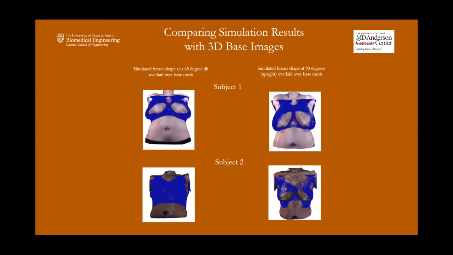So the blue surface here represents the simulated results using our biomechanical model. As you can see, our model predicts to a large extent the breast shape at different positions, with maximum differences, especially for big breasts near the lateral and near the medial side, of about 5 to 7 millimeters.